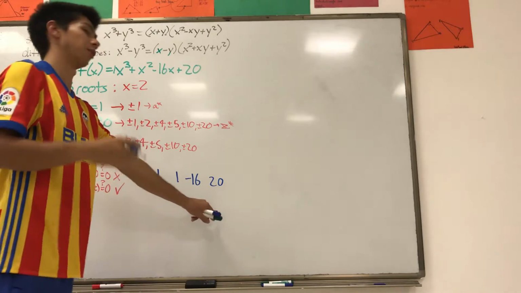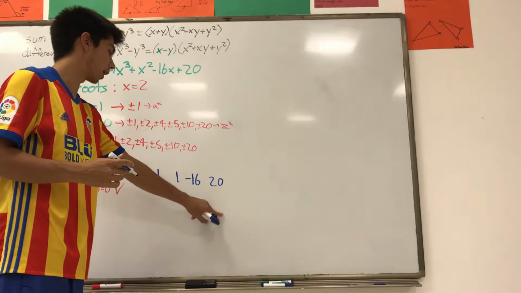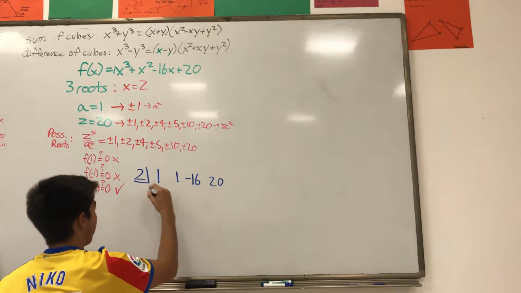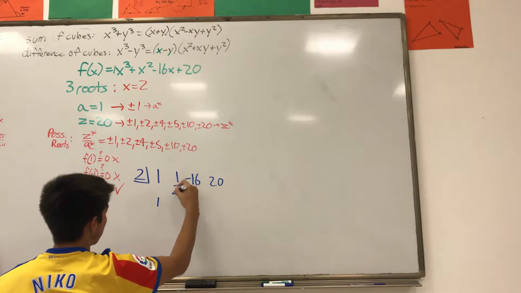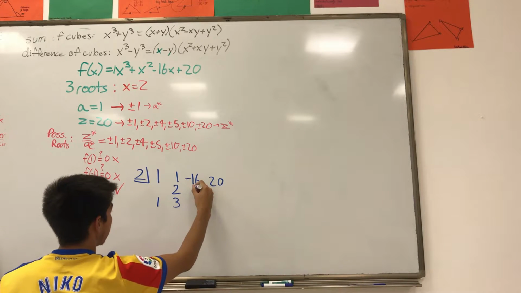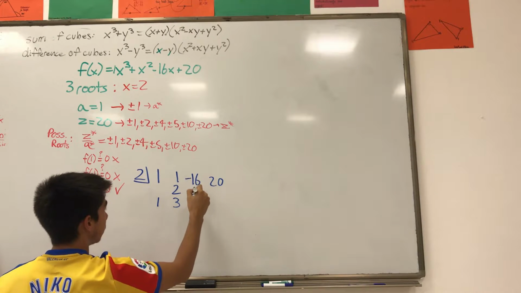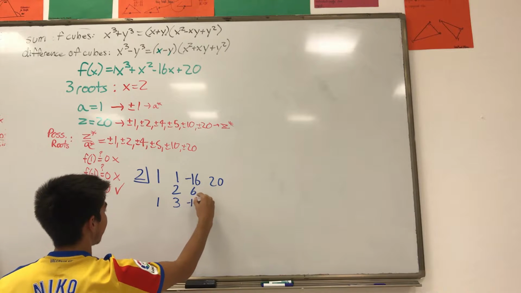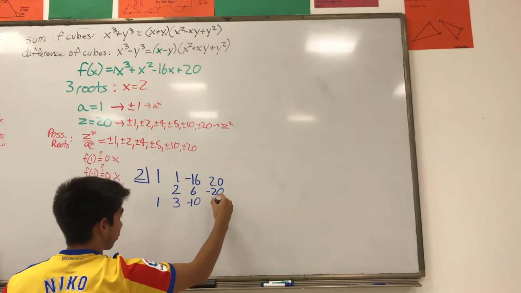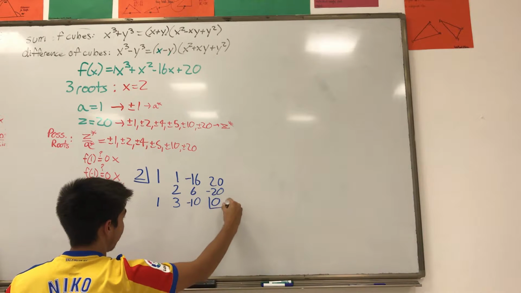And when I do this, I'll know that it's a root. This is double checking if I get a 0 underneath this 20. So I'm going to drop the 1 down. I'm going to multiply it by 2. That gives me 2. 1 plus 2 is 3. 2 times 3 is 6. Negative 16 plus 6 is negative 10. Negative 10 times 2 is negative 20. And 20 plus negative 20 is 0. So this is good. So this is my remainder.